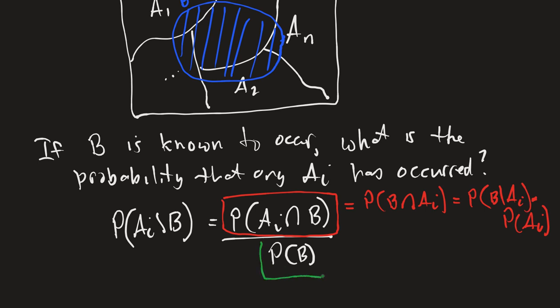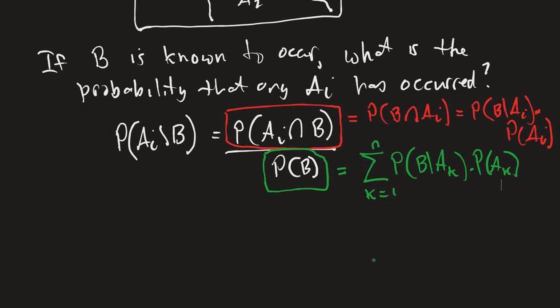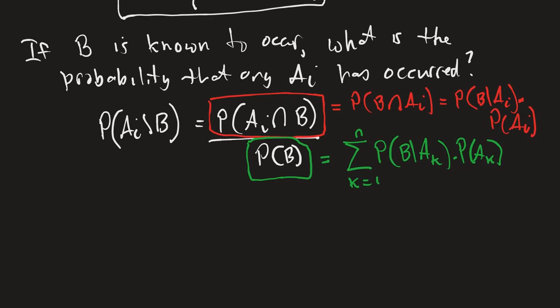With the denominator, we just did the law of total probability. We're saying that this thing in the bottom can be written as the sum of k going from 1 to n of the probabilities of B given A sub k times the probability of A sub k. So we have our conditional probability in the numerator, and our law of total probability in the denominator. So Bayes, who I believe was a British pastor or something, how did he come up with this? Maybe he had some divine intervention.